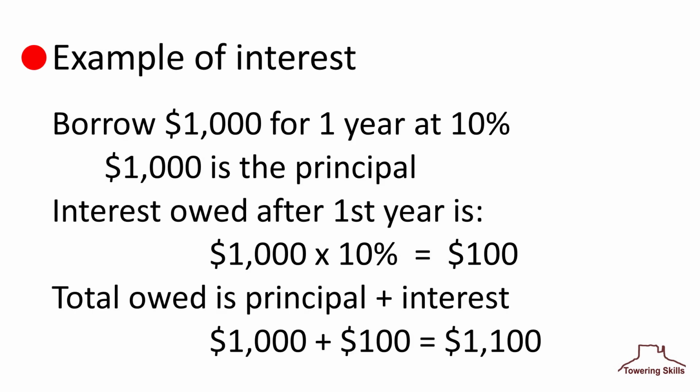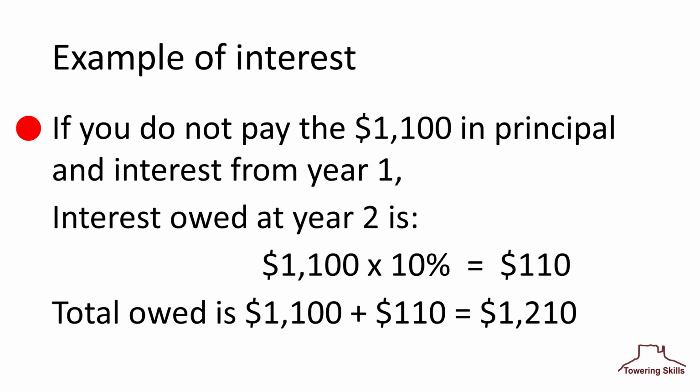Let's look at an example. Assume you borrow $1,000 for 1 year at an interest rate of 10%. The $1,000 borrowed is called the principal. The interest for 1 year is calculated as $1,000 times 10%, which equals $100. And you now have the obligation to repay the principal of $1,000 and pay the interest of $100, thus totaling $1,100.